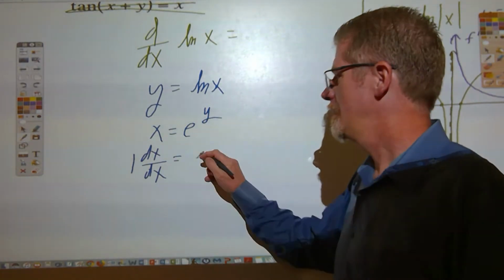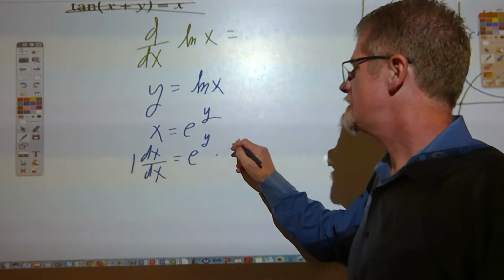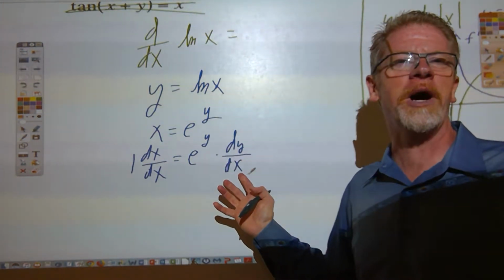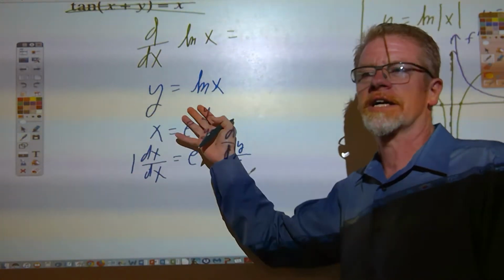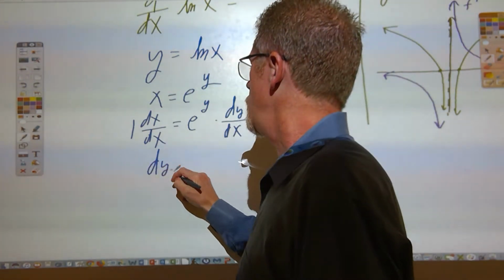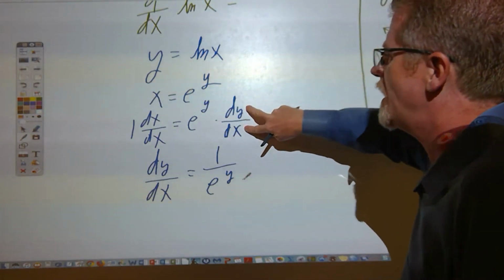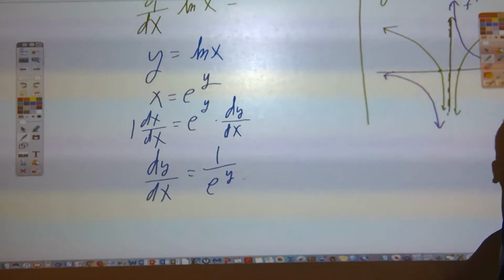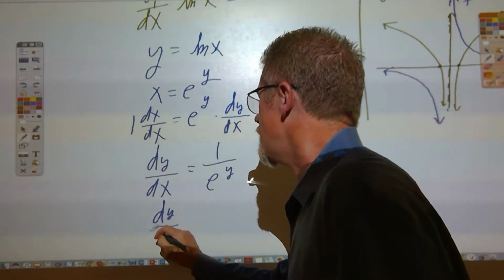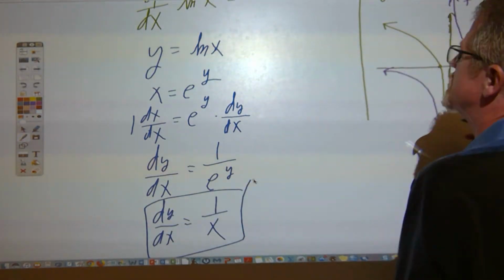Dana? E to the y, dy dx. E to the y, dy dx is correct. We're looking for dy dx, and dy dx has now come on stage. And so let's solve for dy dx. Dy dx equals 1 over e to the y. When you divide both sides by e to the y, you get 1 over e to the y. Wait a second, e to the y, that's x. We just did it. We proved that the derivative with respect to x of natural log x is 1 over x. This is a major result.